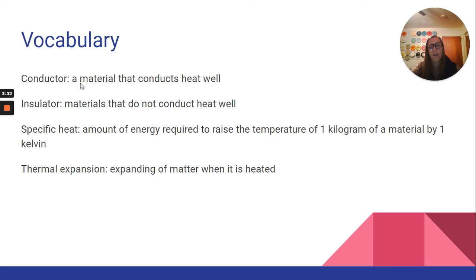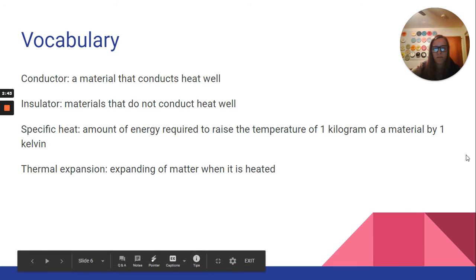We have conductor, a material that conducts heat well. Insulator, materials that do not conduct heat well. Specific heat, the amount of energy required to raise the temperature of 1 kilogram of a material by 1 Kelvin. And thermal expansion, expanding of matter when it is heated.